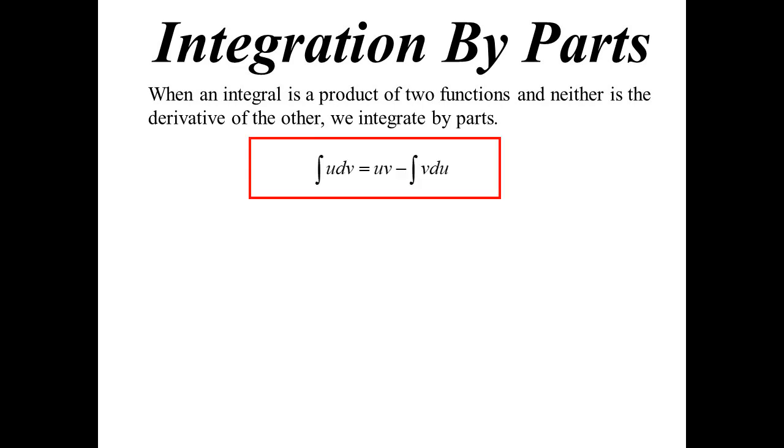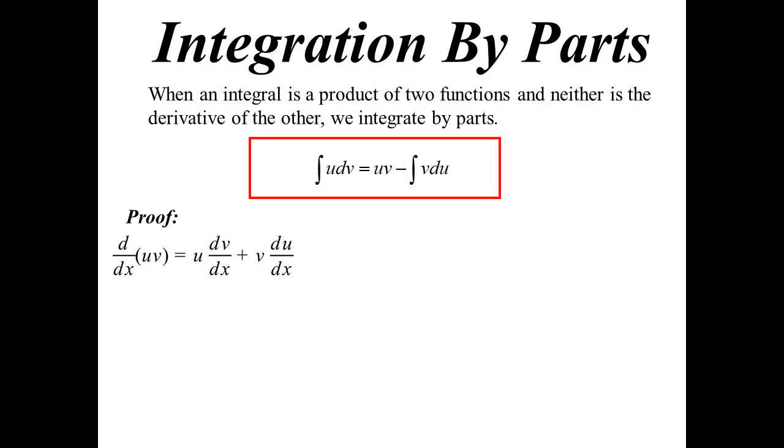That's how I write it. You see it in different notations, but I write it like this. So the integral of u dv is uv minus the integral of v du. I'm going to prove it. It's also known as the reverse product rule, because essentially it comes from the product rule.